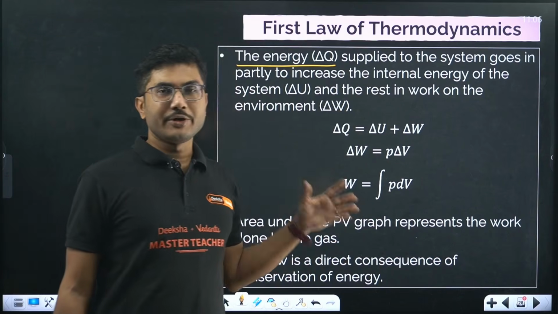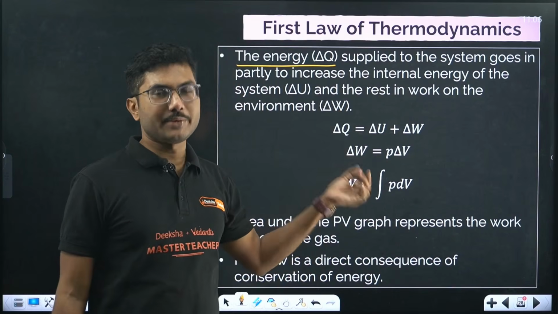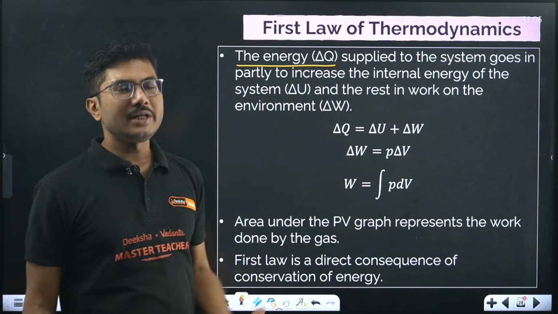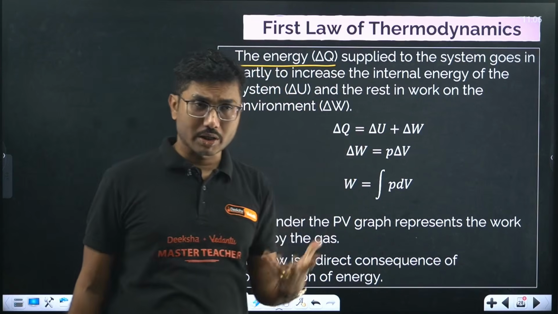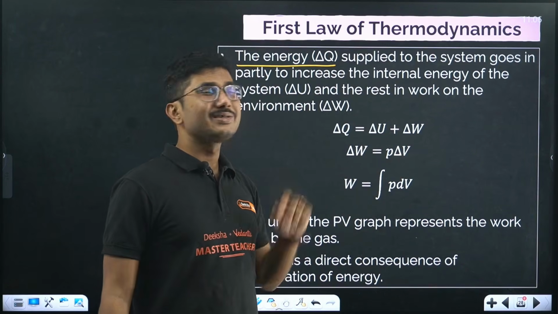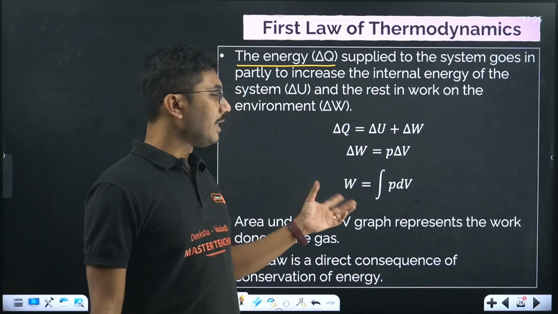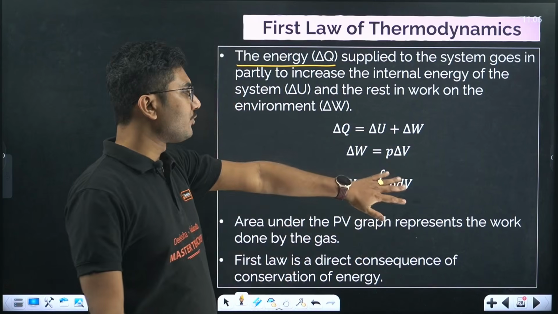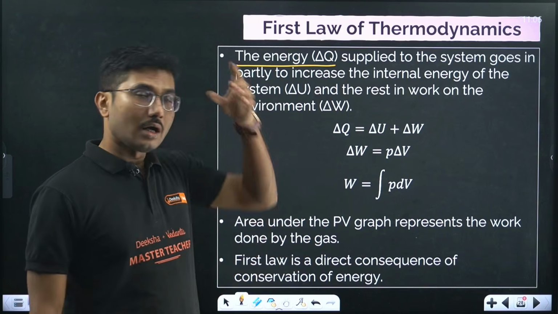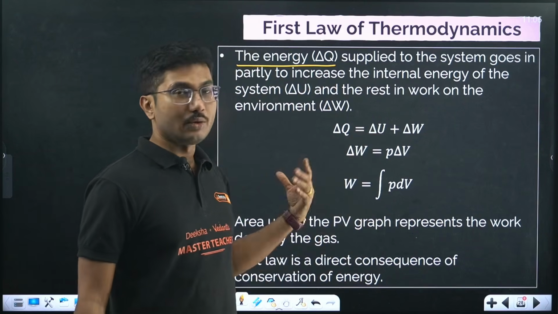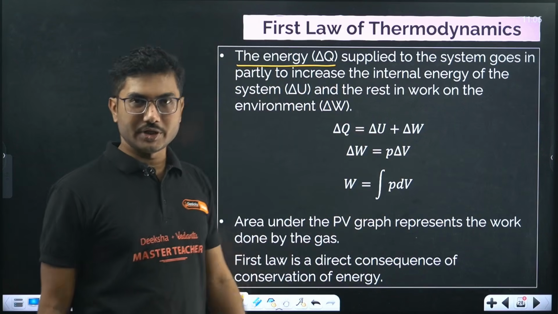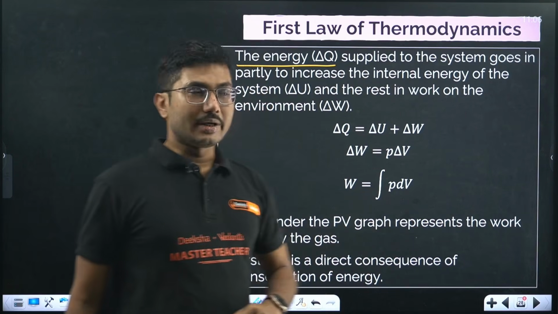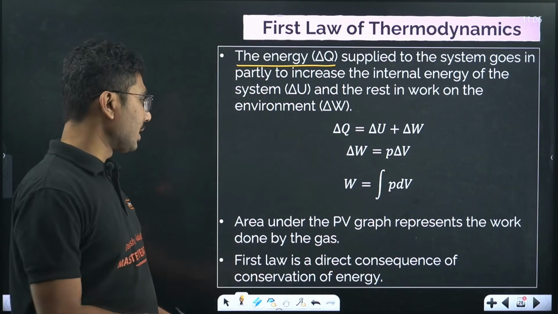So when you supply heat to a system, the system absorbs some of the heat for its own internal energy, and the remaining heat goes into the work done. Work done is always P into delta V. In integration terms, it is P into dV. So if P is given, and they ask what is the work done, you just need to integrate it. Now the area under the PV graph represents the work done by the gas.